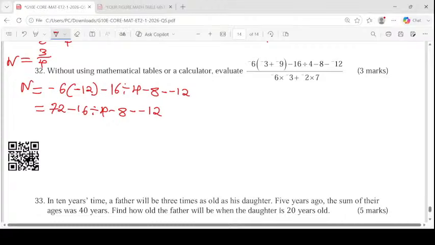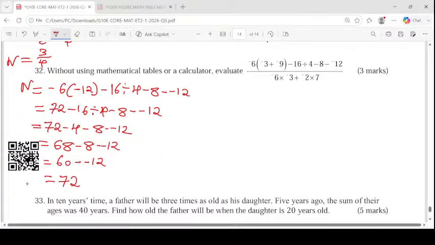Then you go to division. This will become 72 minus 4 minus 8 minus negative 12. Then this becomes 68 minus 8 minus negative 12. This can be 60 minus negative 12. This will become 72 as our numerator.